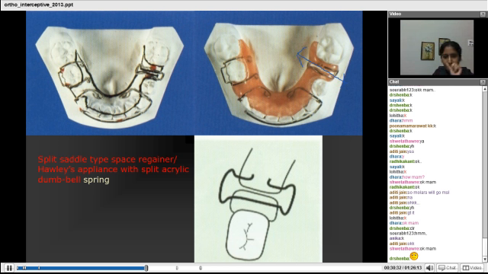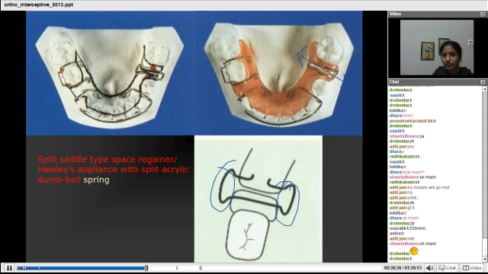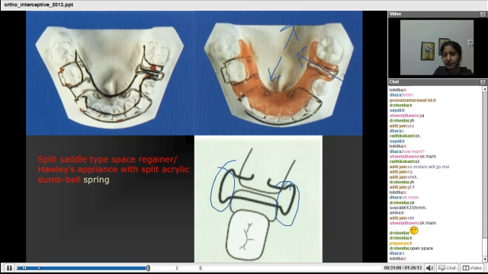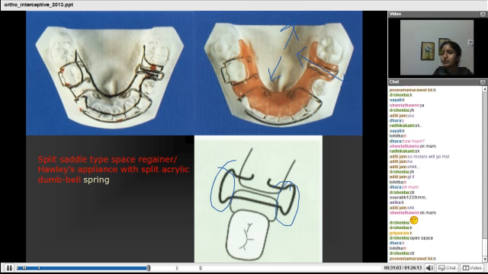Your saddle is split and you keep activating the spring over here, which tends to move this spring this way and this spring this way. So it is trying to move the molar distally and move the first premolar mesially so that it creates space for the second premolar. As you keep activating, the spring keeps pushing the teeth. It tries to open the space. You are trying to create space. Clear? That is a split saddle. Your saddle is split.